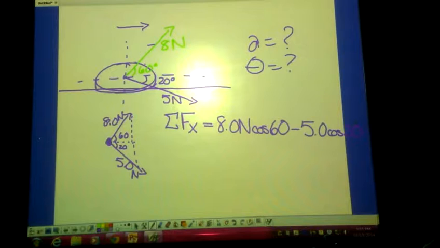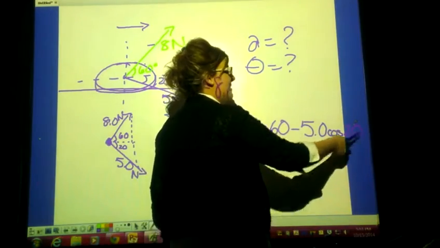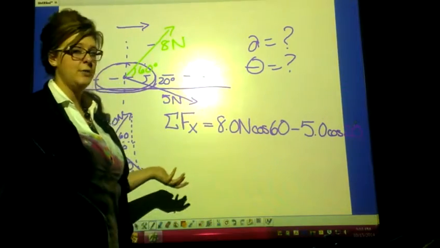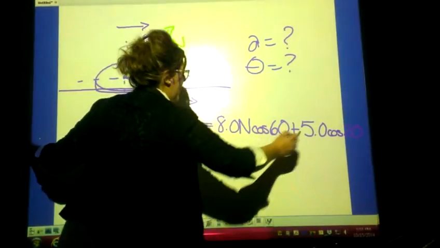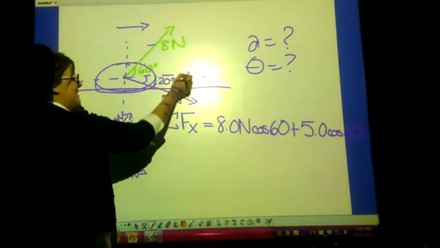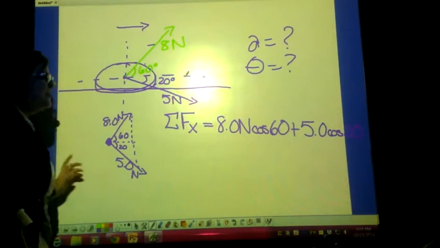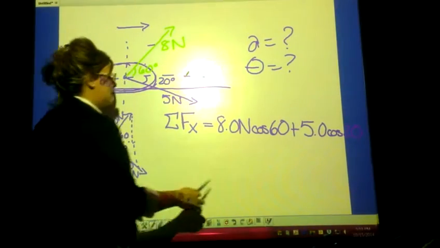If you didn't do the negative, you absolutely could have done a positive 5 cosine negative 20, because that still would indicate direction. So either one would have been fine, but I'm sorry, not minus, positive. Thinking about the x, it'd be positive. Forget what I just said. Both are in the positive x direction. I'm sorry, I don't know why I said that. So 5 cosine 20, and then 8 times cosine 60.